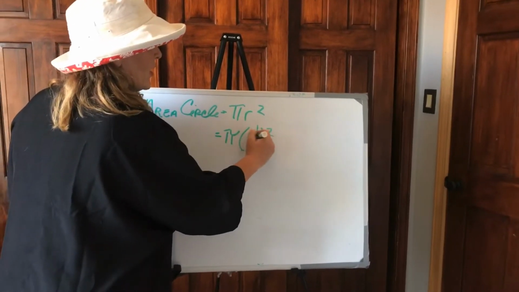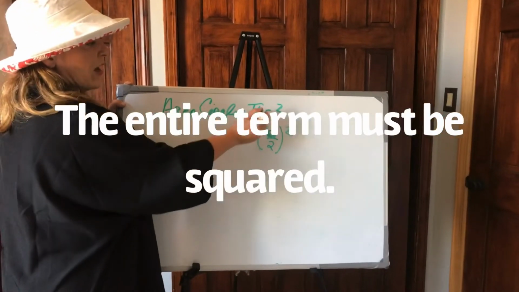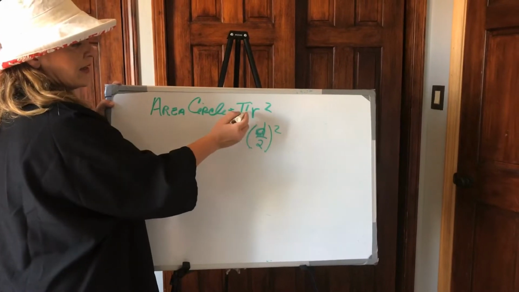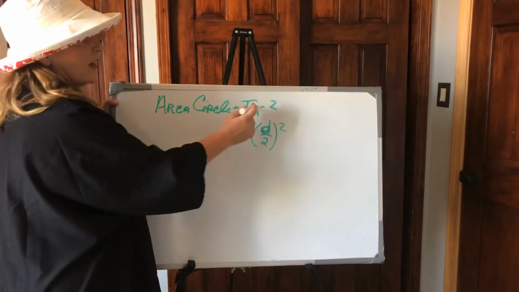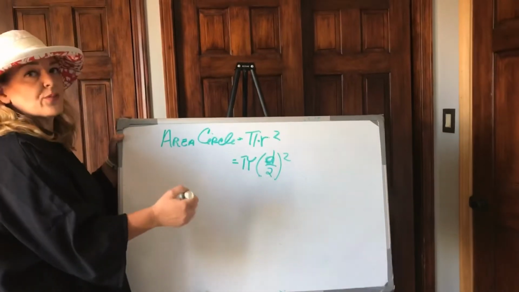squared. But you need to be able to square this entire thing. This square is on the radius here. It's not on the pi. It's not pi. We're not squaring pi. We're squaring radius before we multiply it by pi.